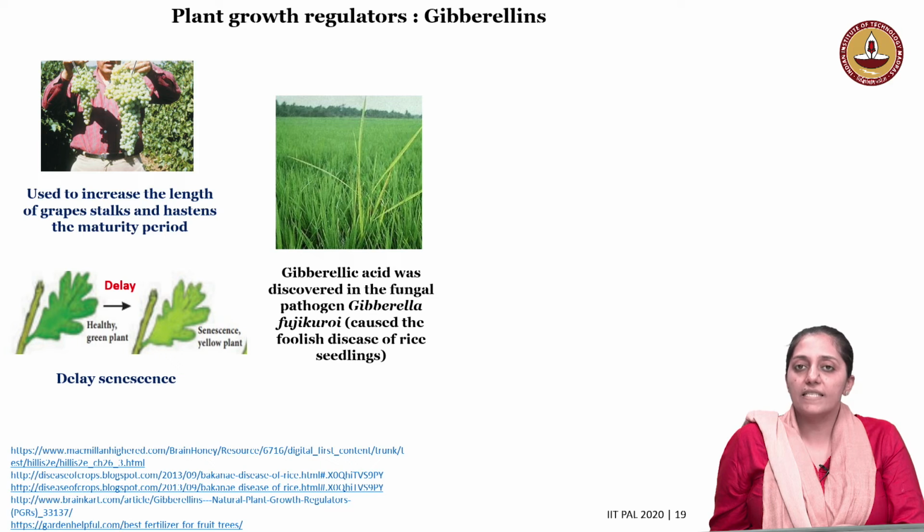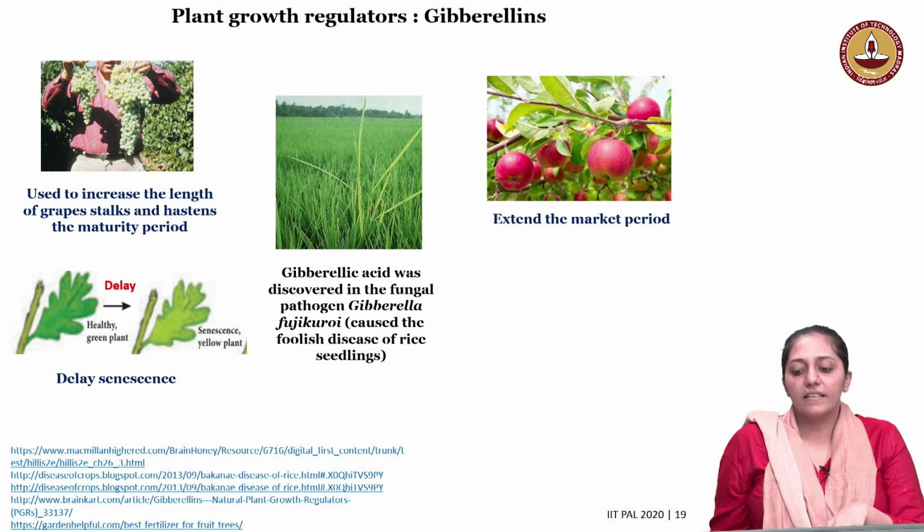So it hastens the maturity period, for example from flowering to fruiting, which is beneficial in agriculture. And it also delays senescence. So, can you guess what benefit can be achieved from this property in the agriculture industry or in your fruits? Right, I hope you have guessed it. So you can extend the market period of the fruits.